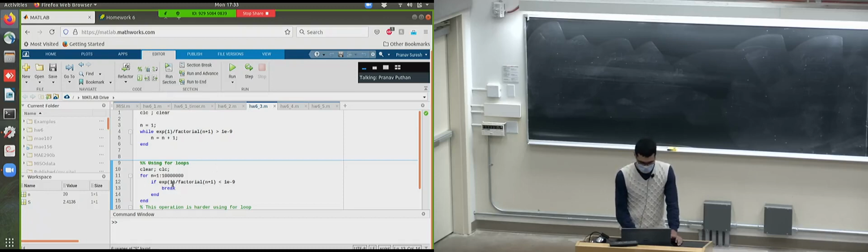The condition is that, for example, as you increment the value of n within a for loop, if at some point e divided by n plus 1 factorial is less than 10 to the power minus 9, it is going to break. So how many of you know what break is?